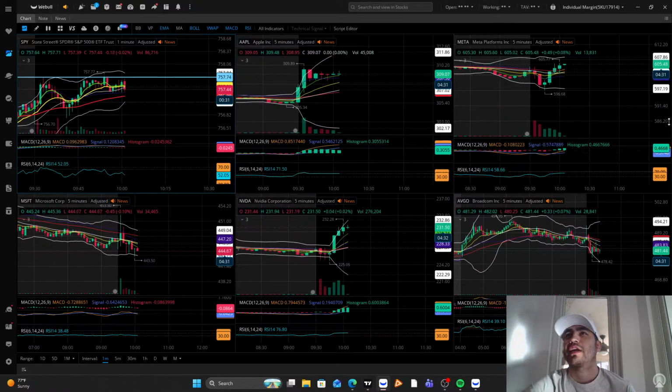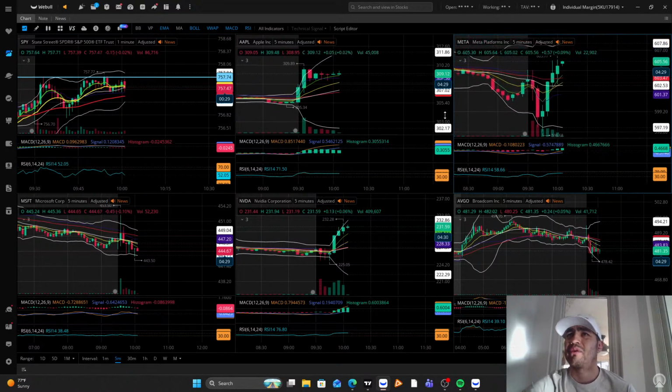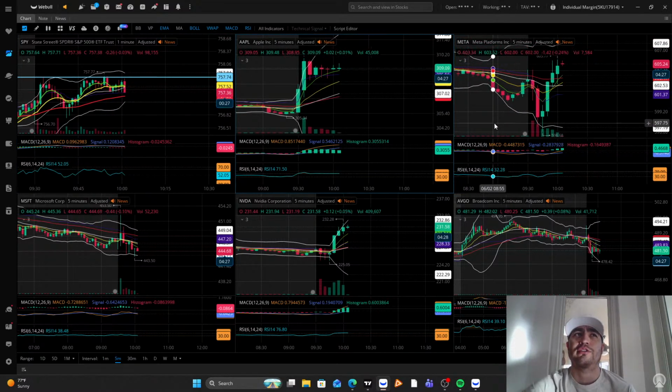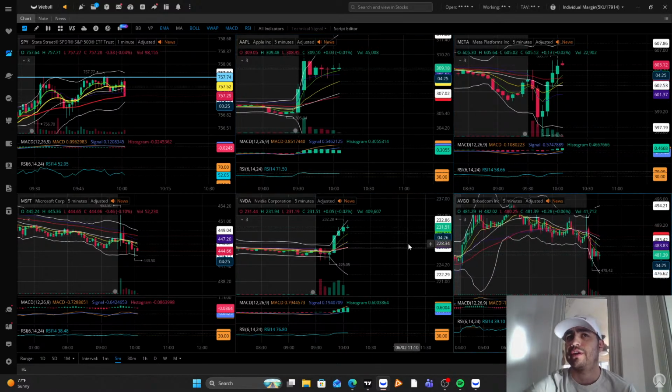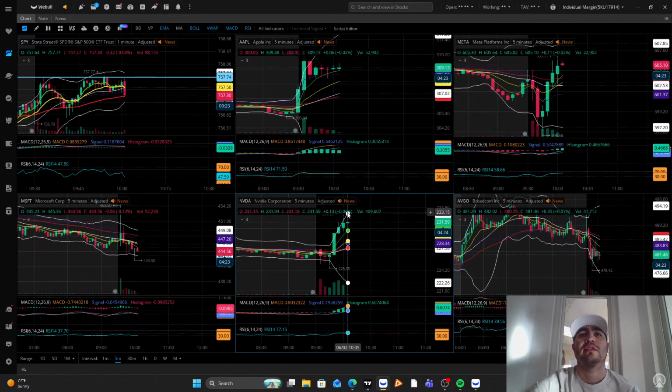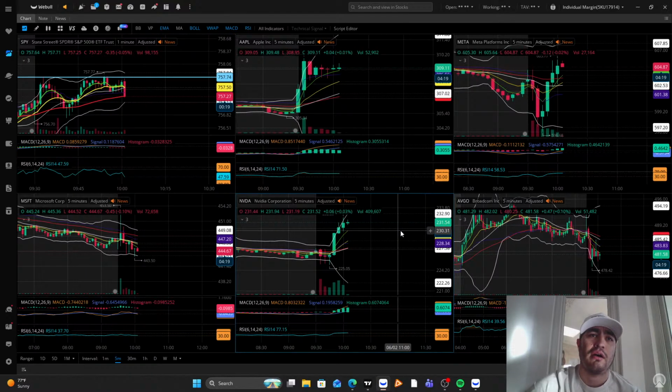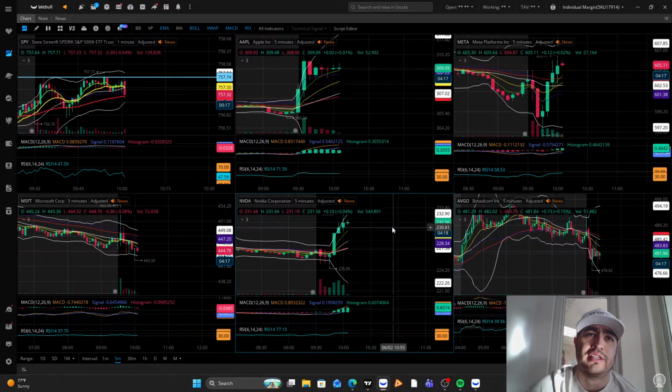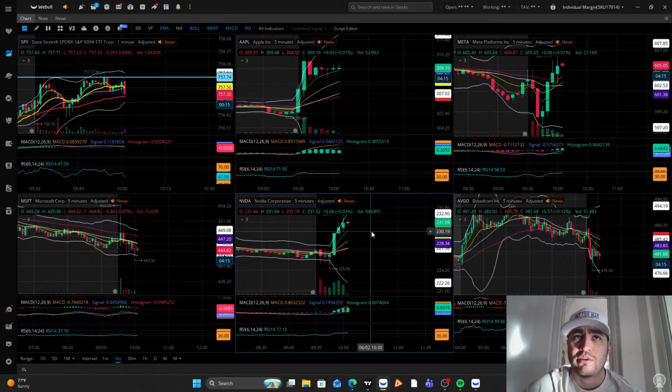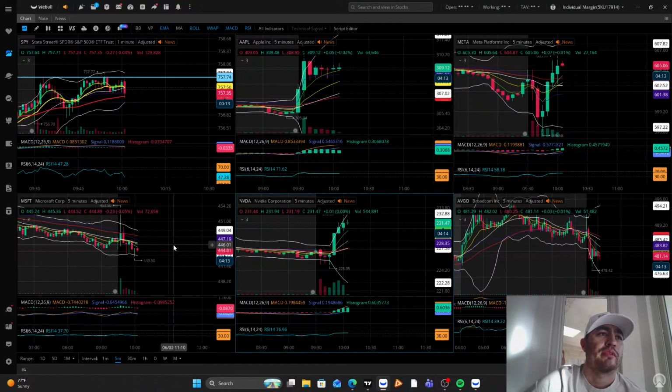I don't know. The market just doesn't look strong to me right now. I think we're going to get a wash. The MACD doesn't look that good. RSI for Nvidia is sitting at 77, and this is all on the 5 minute. The only thing I see pushing back up would be Microsoft, but the MACD curled down. The RSI is at 38.